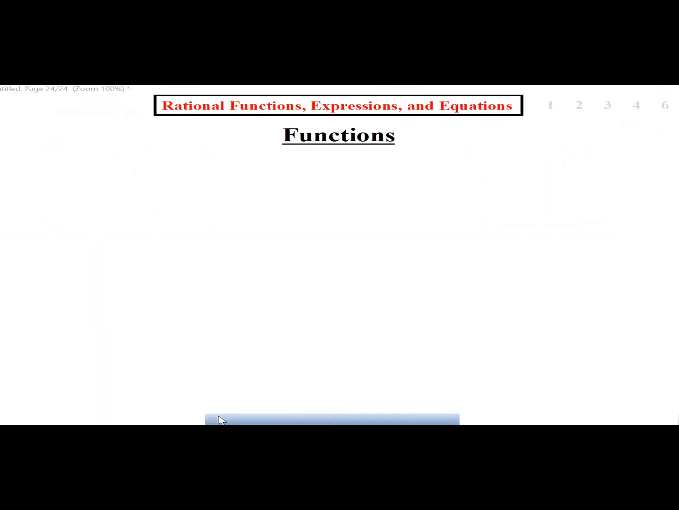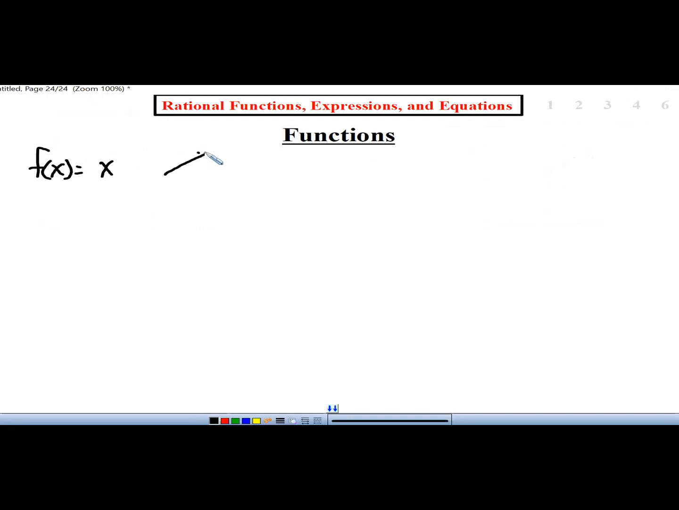So this is what I want to do next. Look up to the screen. I just want to do a refresher so that we can apply what we learned so far. You don't have to copy this. I said last week, if we have f of x equals x, that's a straight line. Then we moved on to f of x equals x squared, and that was a parabola. From there, f of x equals x to the third, and that one looks like this.